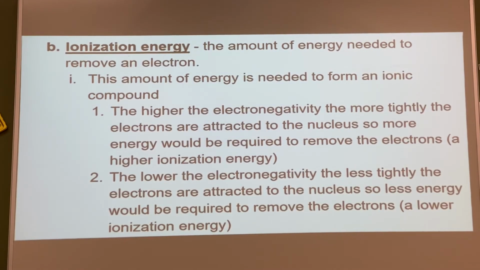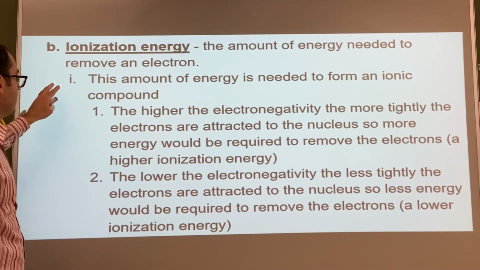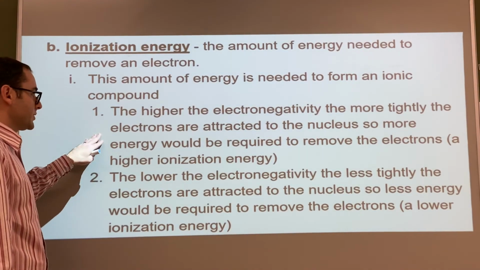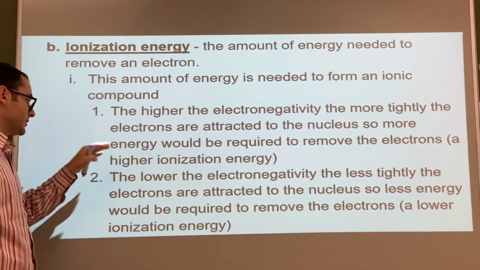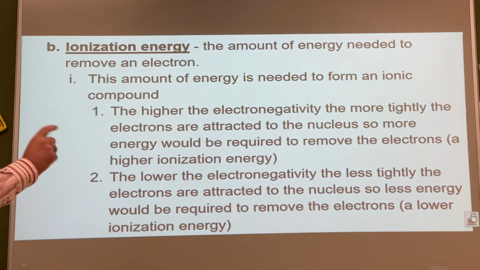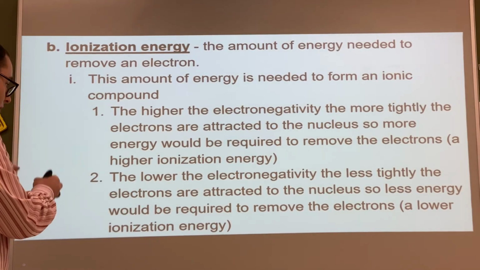All right, ionization energy. This is the amount of energy needed to remove an electron. This amount of energy is needed to form an ionic compound. The higher the electronegativity, the more tightly the electrons are attracted to the nucleus, so more energy would be required to remove the electrons, thus a higher ionization energy. The lower the electronegativity, the less tightly the electrons are held to the nucleus. So they would need less energy to remove the electrons, and that means they would also have a lower ionization energy.